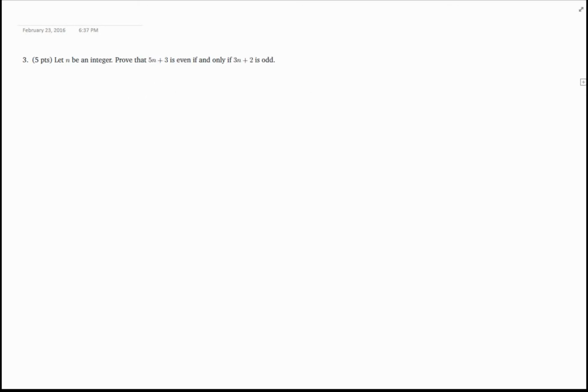Alright, this one is the more difficult one. First of all, you have to realize that there's an if and only if. Well, what does that mean? That means A implies B and B implies A. So not only do you have to prove that A implies B, you have to prove B implies A. So prove that 5n plus 3 is even, and 3n plus 2 is odd.